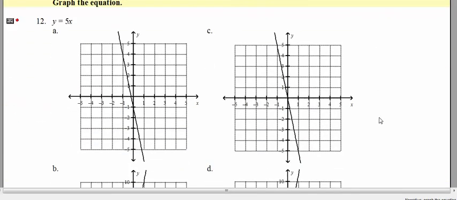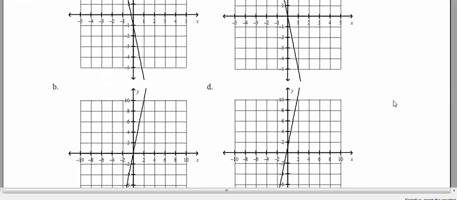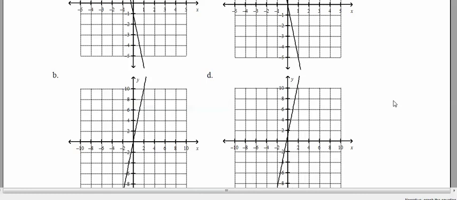All right, got to graph it. What's the y-intercept? 0. All right, here we go. You got to graph it, right? The y-intercept is 0. And which way does the line go? Up and to the right or up and to the left? Okay. It hits at 0 and it goes up and to the right.